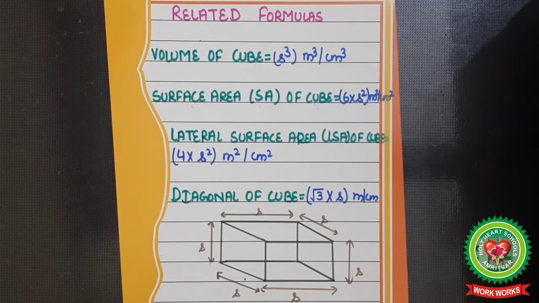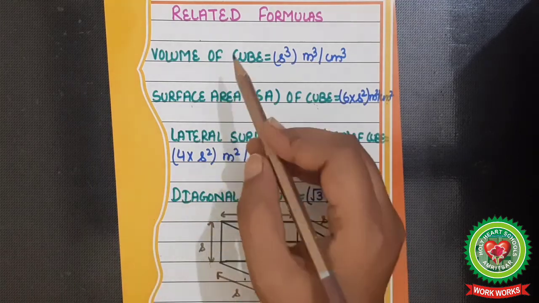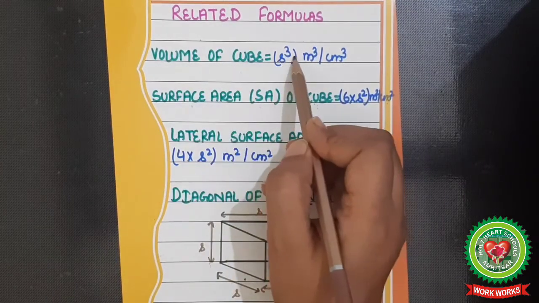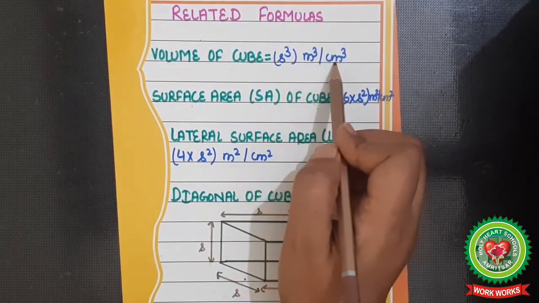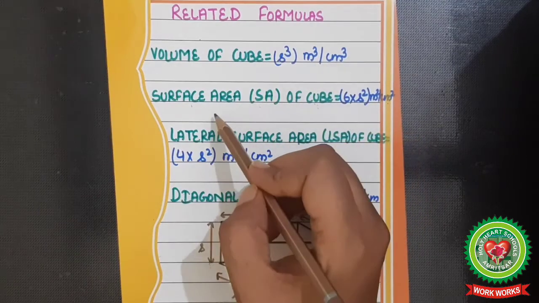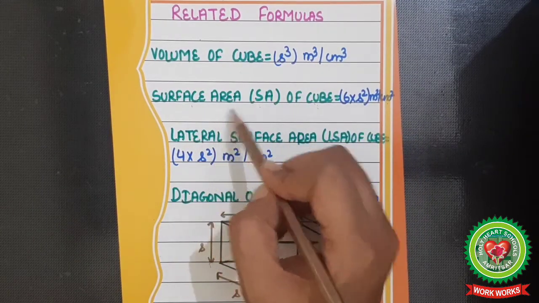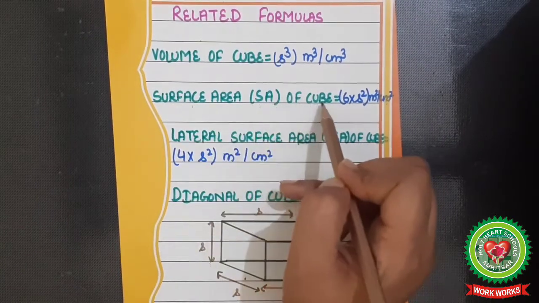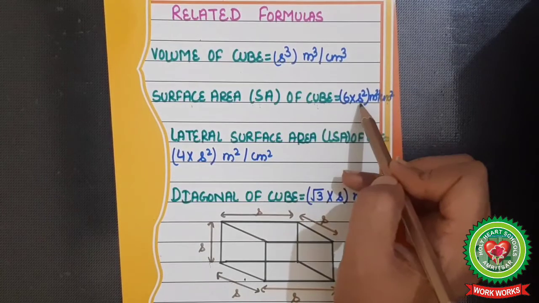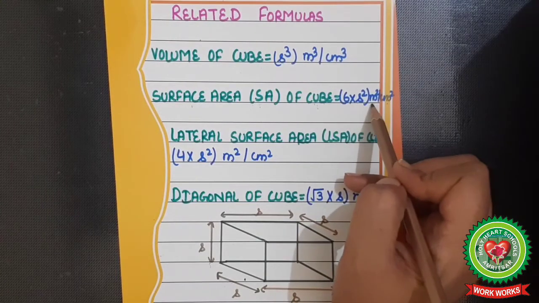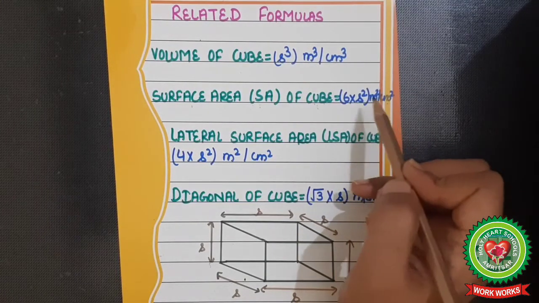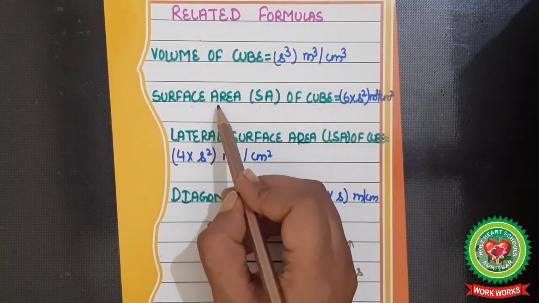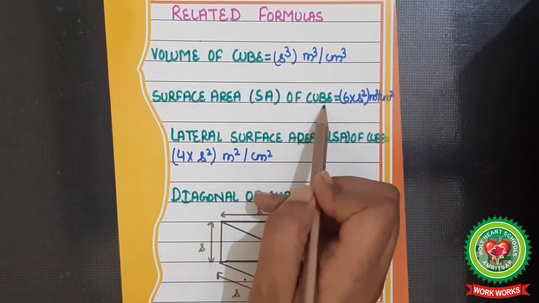Students, before doing the questions related to cube, we will do the formulas related to cube. So formula number 1 is side cube, meter cube or centimeter cube. Formula number 2 is surface area of cube. In short form, we can say SA of cube, that is 6 multiplied by side square, meter square or centimeter square. This formula is also known as total surface area of cube.